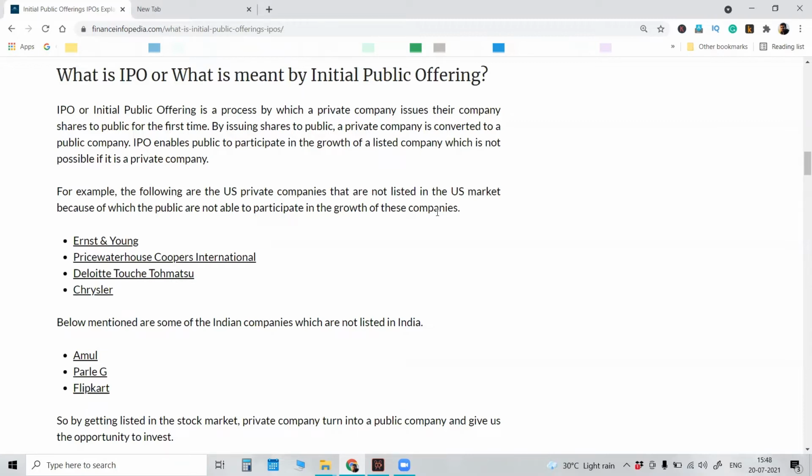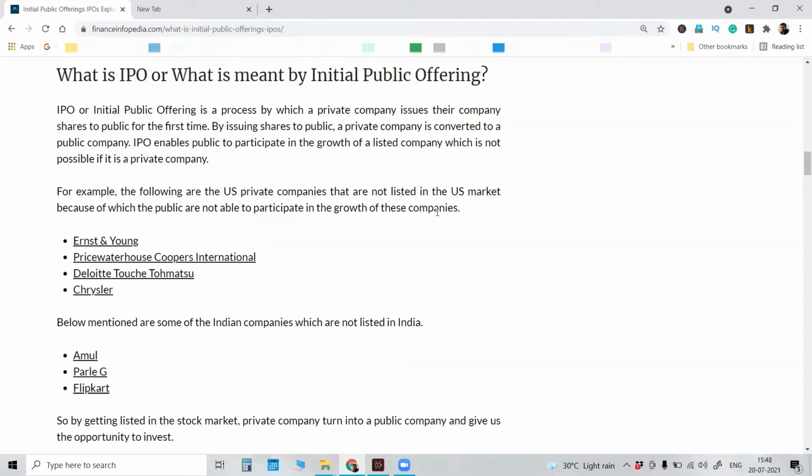So IPO, which is also called initial public offering, is a buzzword that you will always hear if you are into equity investment, right? If you are an investor, then once in a while you will hear this term IPO, because once in a while some new company will issue their IPO and will try to become a public company.